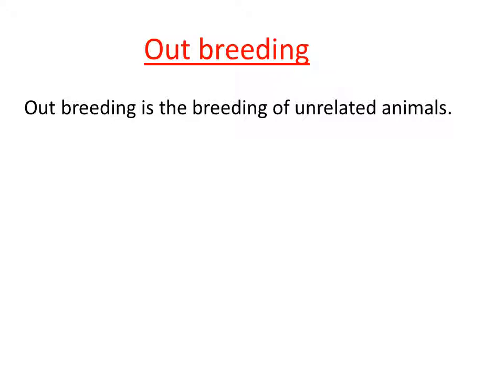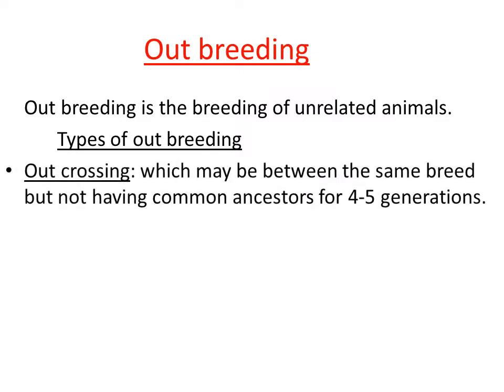In outbreeding, we have different types based on exactly which breed the two parents are selected from. Whether the two parents are selected from the same breed, from different breeds, or from different species, outbreeding is divided into different types. So let us see the first type. The first one is outcrossing.